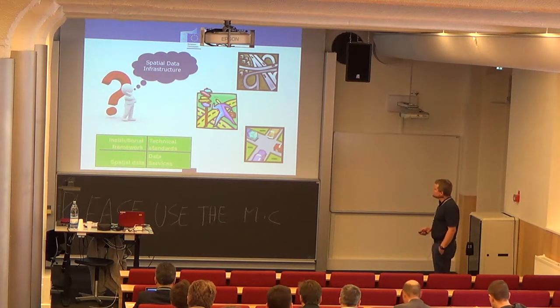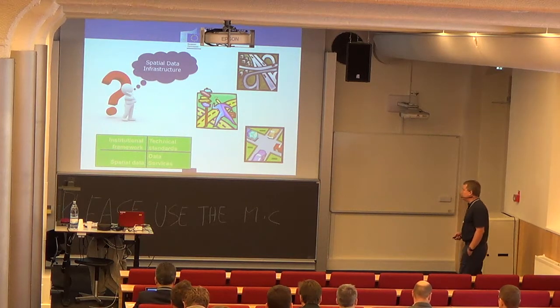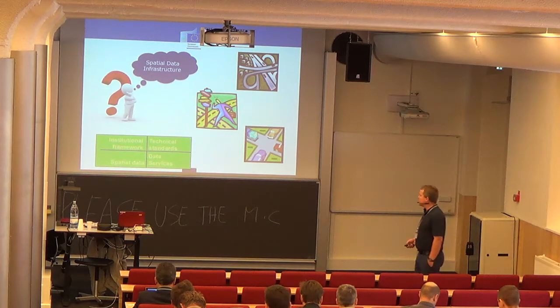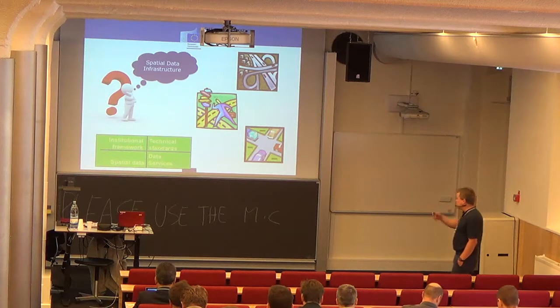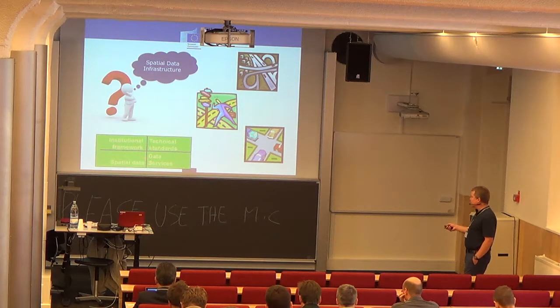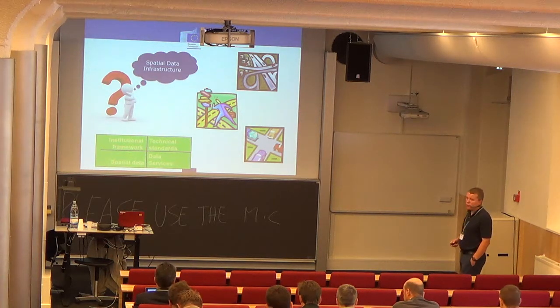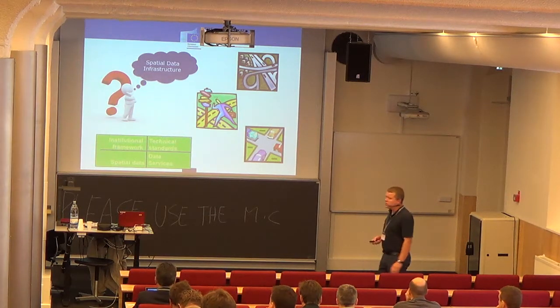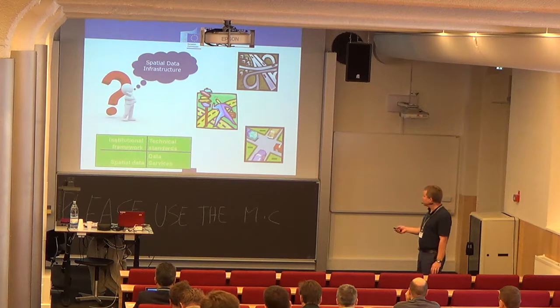Usually in a spatial data infrastructure, we have some components, and if we look, for example, at NSDI in the United States or in Australia or anywhere else, Canada, for example, we will usually find something like this. So we have some kind of institutional framework. We have, of course, spatial data and services and technical standards. So these four components are usually the main components of each spatial data infrastructure.